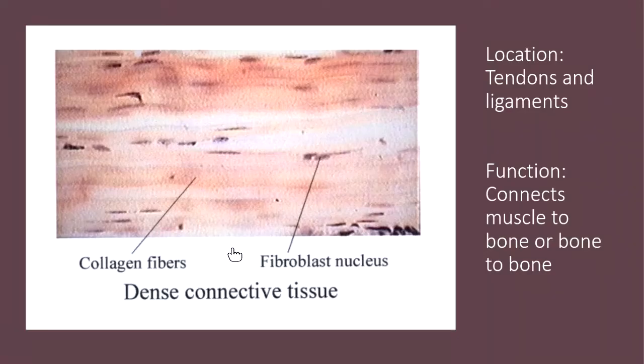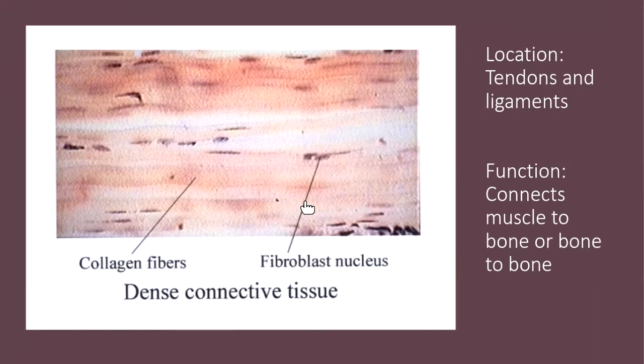This is dense connective tissue. This is actually dense regular connective tissue. I'm not going to show you dense irregular connective tissue, but this is dense regular. Whenever we say regular, it's a regular pattern. All of these stripes are actually collagen fibers, building strength from end to end. The structure likes to be pulled from end to end.